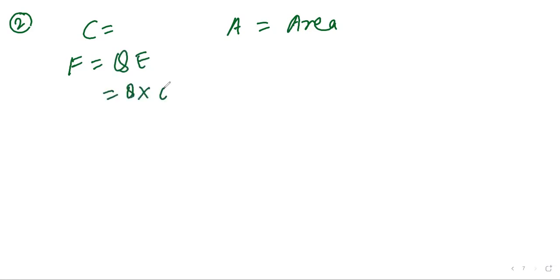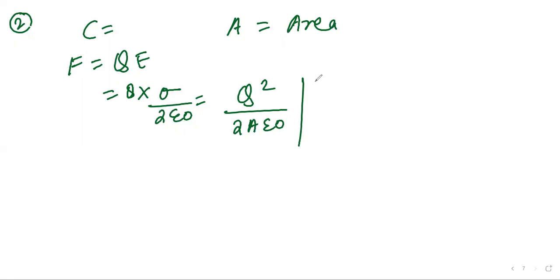Now look at the second sum. The electrostatic force between the metal plates of an isolated parallel plate capacitor having a charge Q and area A. So how are they related? See, F equal to QE, and the E value we know is sigma upon 2 epsilon naught. So it becomes Q square upon 2A epsilon naught, which is independent of the distance between the plates.